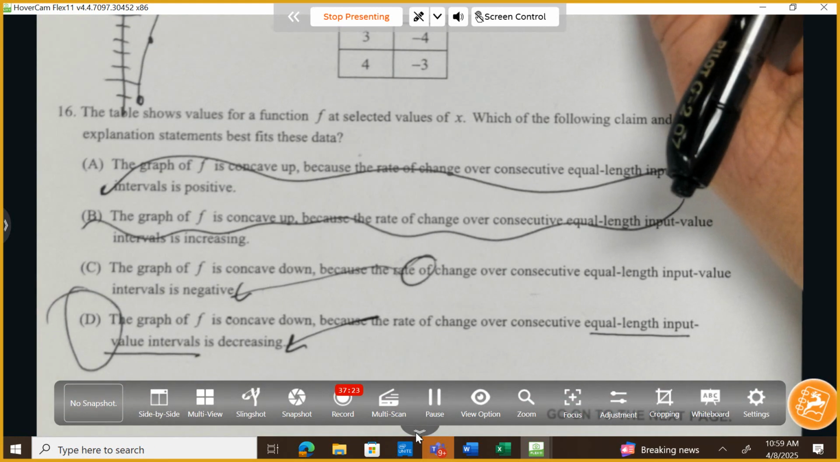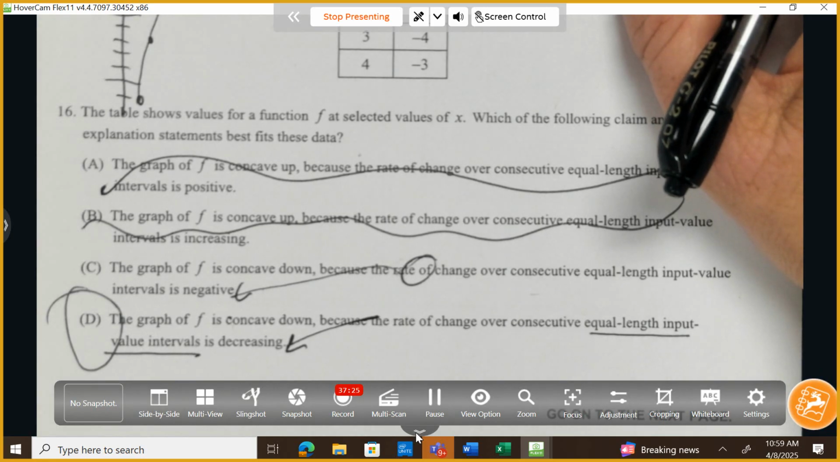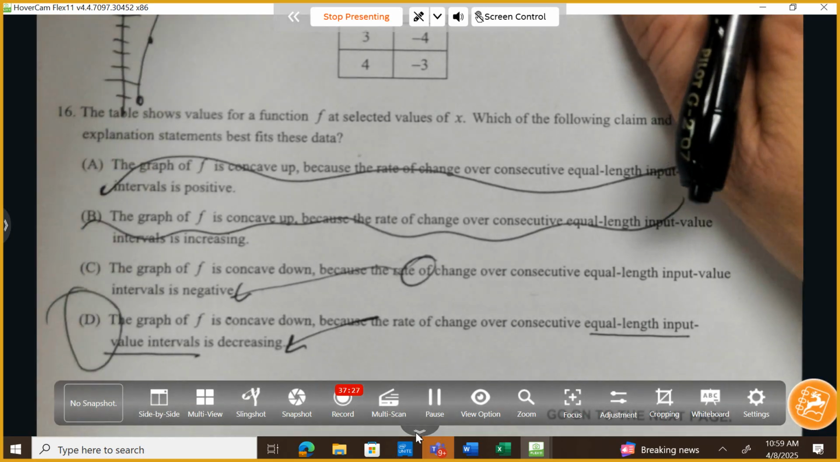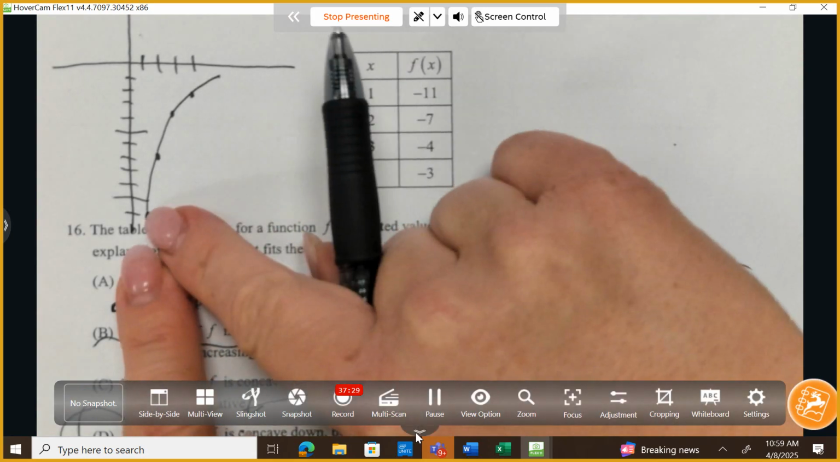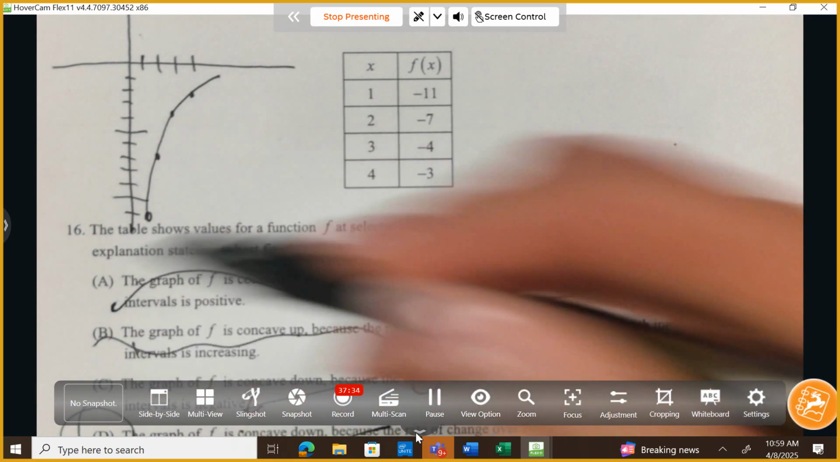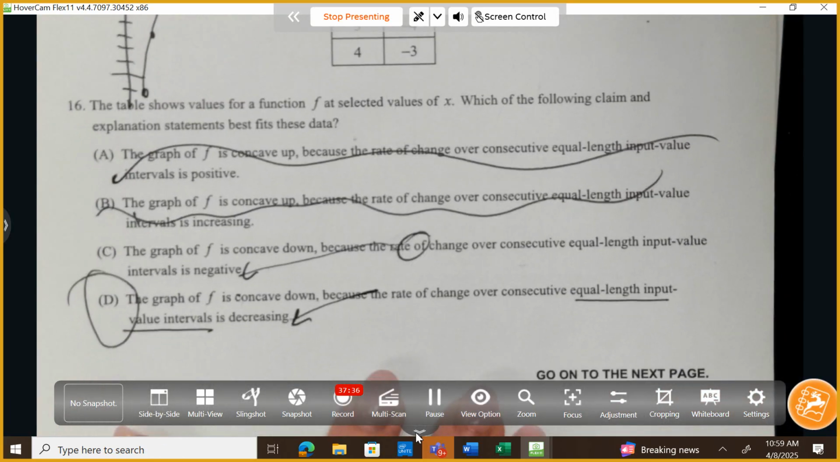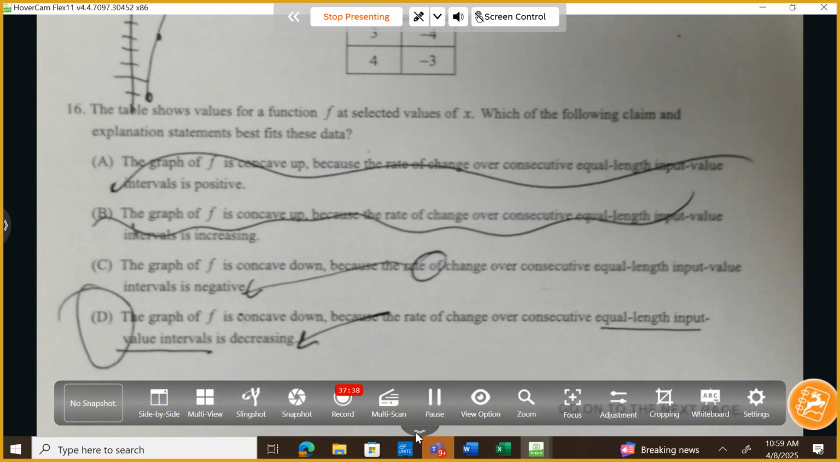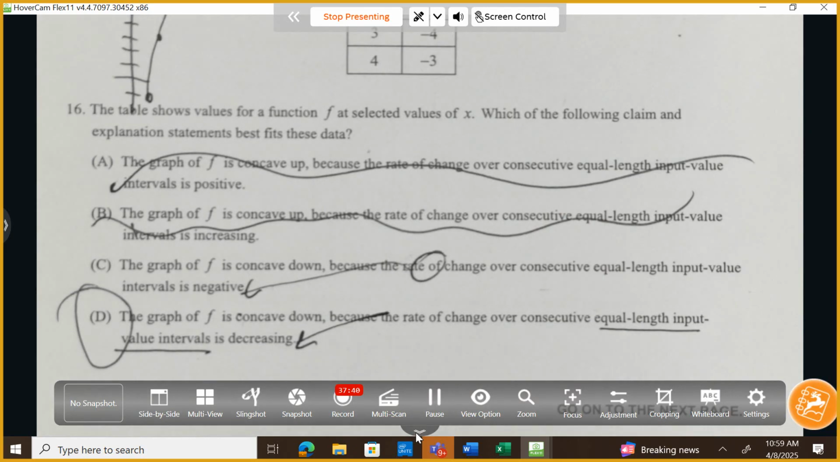Those that just came in, do you want me to go over 16 in 20 seconds quick? No? Yes? Okay, I graphed the ordered pairs really quickly. I can already see this is concave down by graphing it. So I eliminated A and B. And then they're asking, why is it concave down? Now, I know it's concave down because when concave down, the rate of change is decreasing.